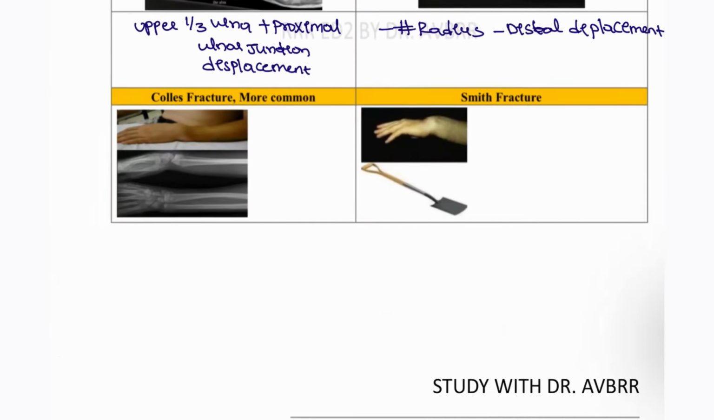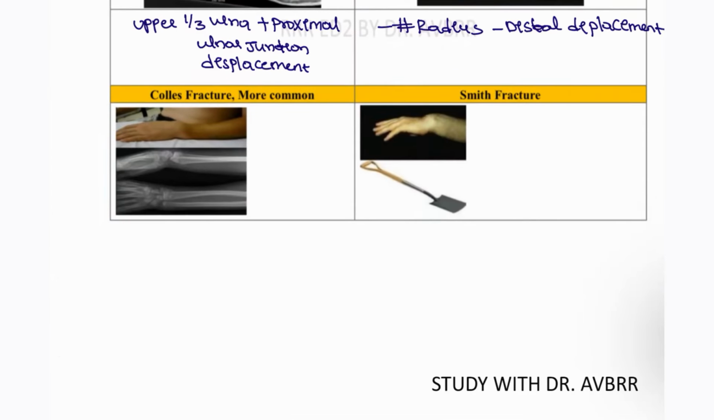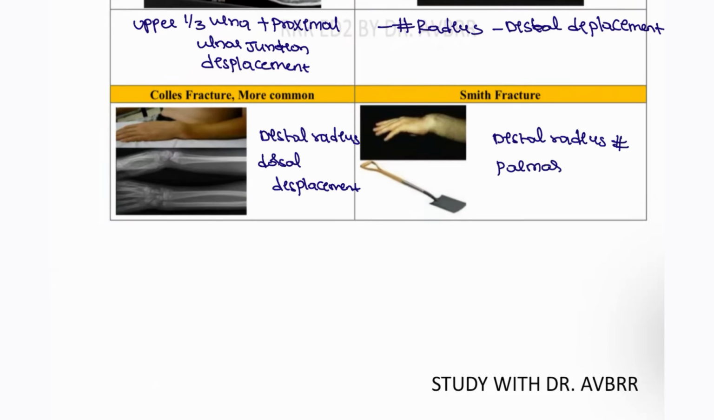Next, Colles fracture. Colles fracture is a distal radius fracture with dorsal displacement. Next, Smith fracture is the same distal radius fracture, but with palmar displacement. That is why one looks like a dinner fork and the other like a garden spade.